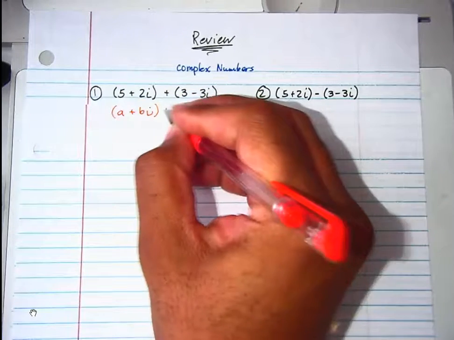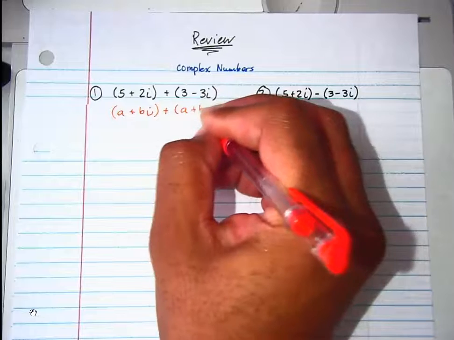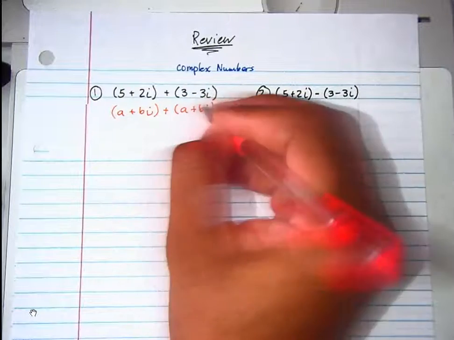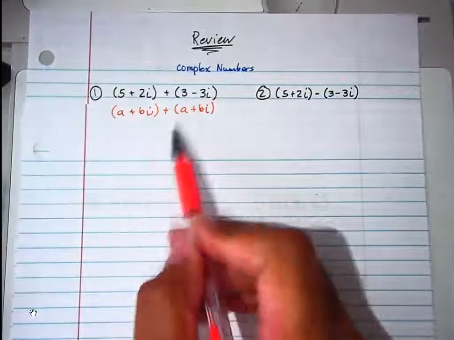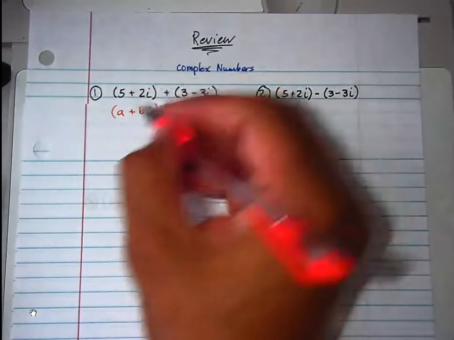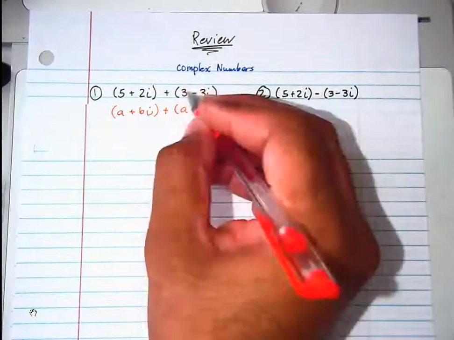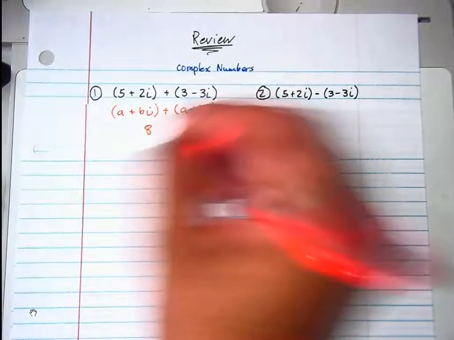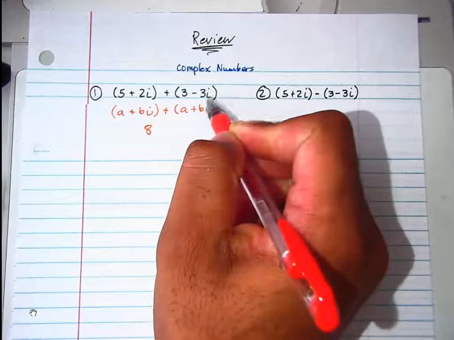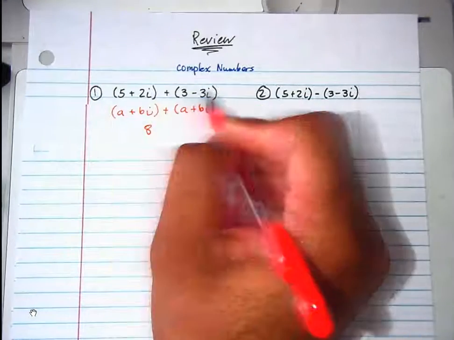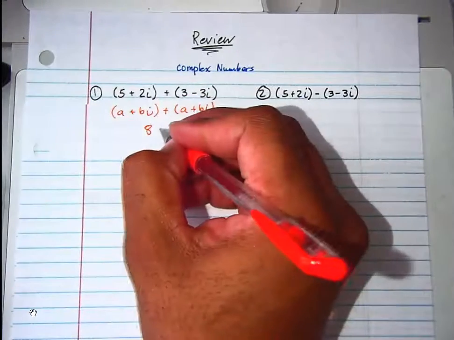All right, remembering here, we're dealing with a plus bi, and then plus a plus bi. Remember, we're going to combine the like terms there. So combine the a's together, combine the b's together. We combine the a's together, 5 and 3 is 8. We combine the b's together, that's 2 and negative 3, which is negative i.